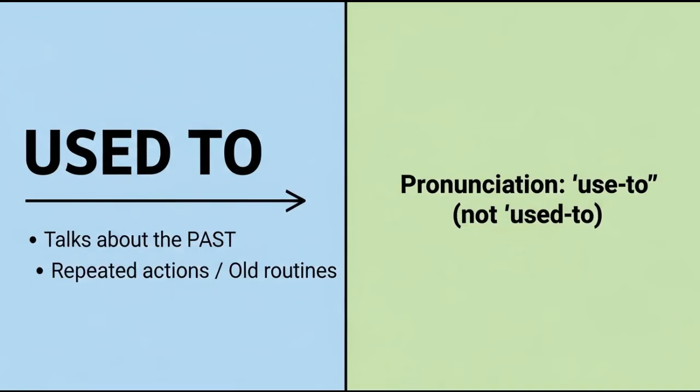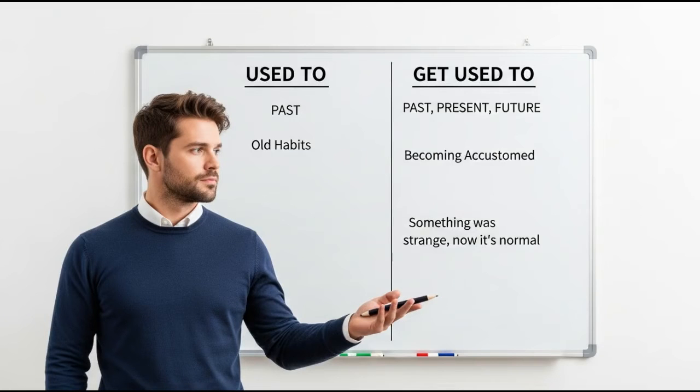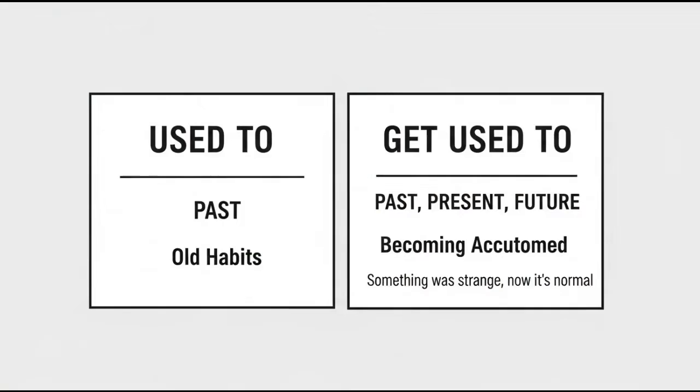Okay, so now let's talk a little bit about get used to, and then I'm going to give you some examples so you can understand the differences between these two phrases. So used to, we use to talk about the past. Get used to can be used to talk about the past, the present, or the future. We use get used to when we are talking about something we have become accustomed to, something we've become familiar with, something that might have been strange at first, but then it became normal.